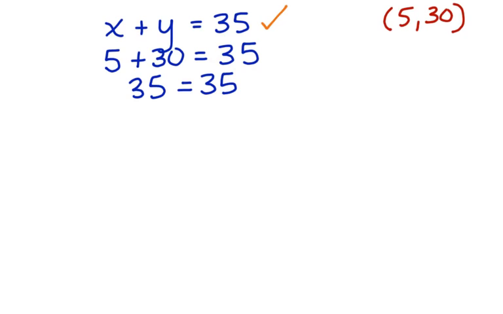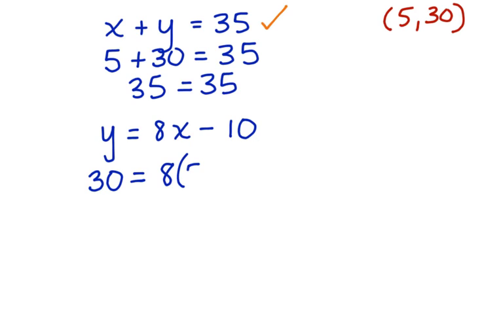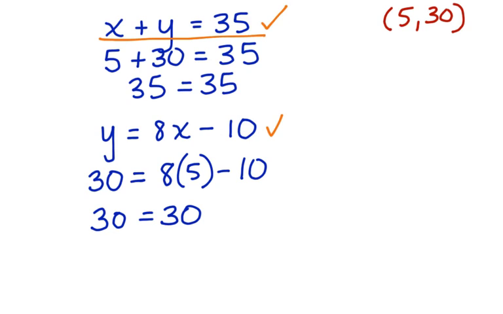Now let's look at the second equation. Y equals 8x minus 10. The y value is 30, so we would have 30 equals 8 times 5 minus 10. 30 would be equal to 30. So this ordered pair works in our second equation as well. This equation and this equation form our system, and 5, 30 is the solution for this system of linear equations.